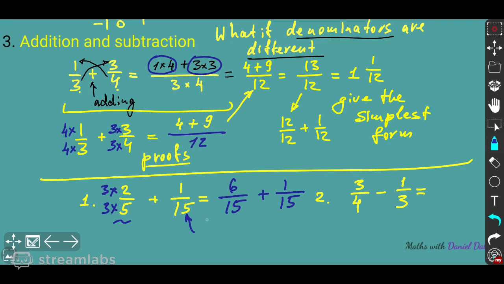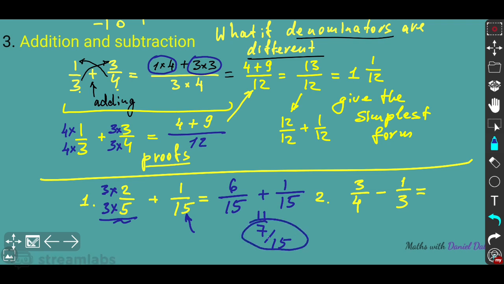We still have 1 over 15. Okay? Because it's wiser to change only the denominator of the first fraction. So that's why we can add 6 and 1 freely, because the denominator is the same. So the resulting answer here is 7 over 15. And you, John, are correct. Okay? You're correct here. All right.